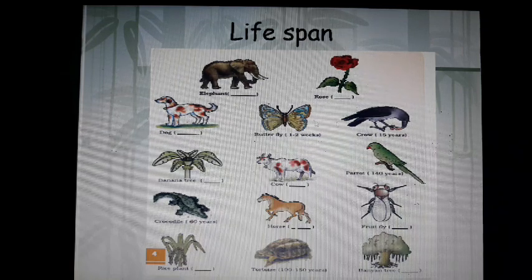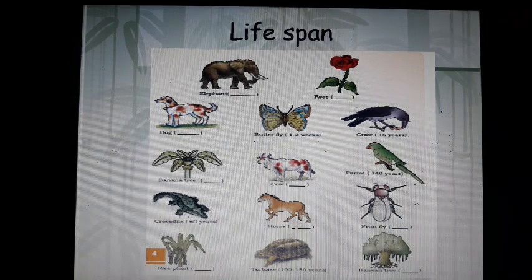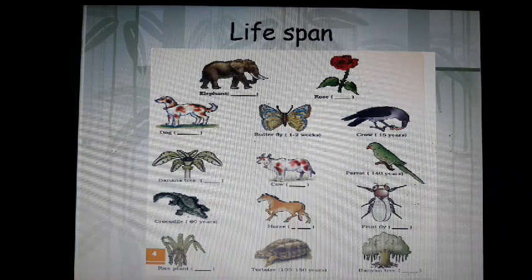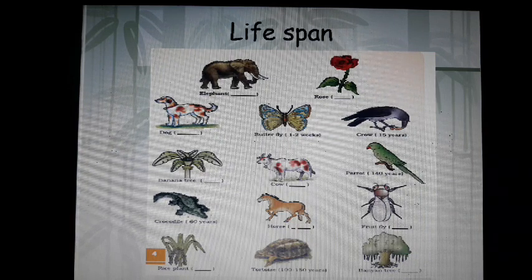Here in this particular diagram, you can see crow and parrot, 2 birds of more or less equal size, but their lifespan is not the same. Where crow survives only for 15 years, parrot can survive for more than 100 years. So it is not like this that similar sized 2 different varieties of organisms have same lifespan. They will have different lifespans.